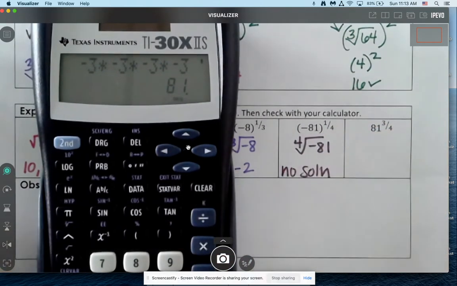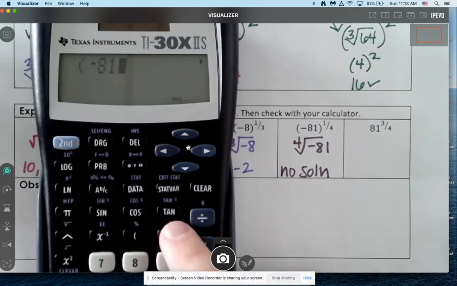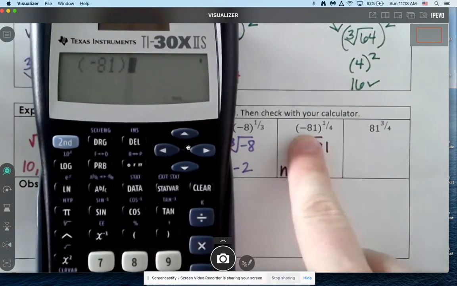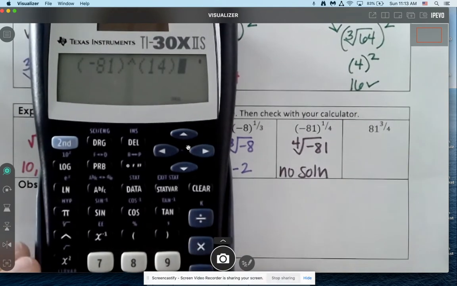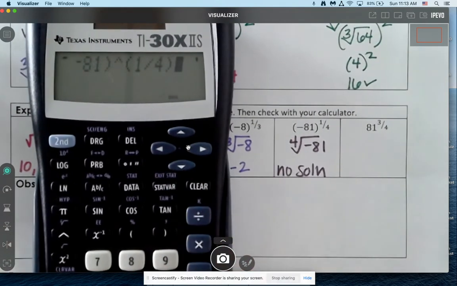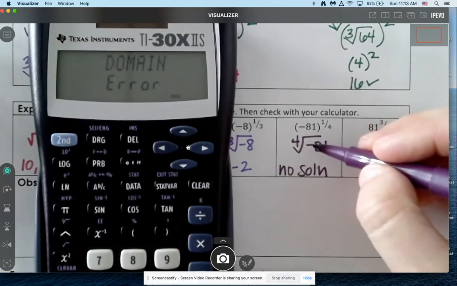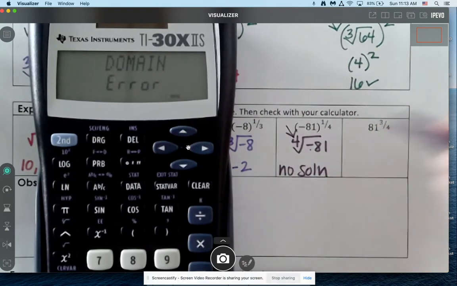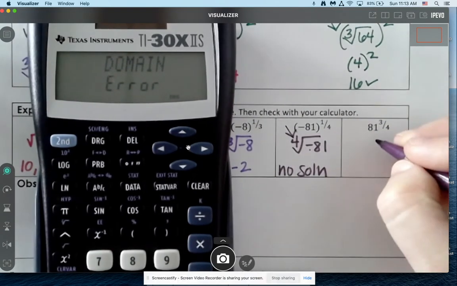So if you were to type in -81 to the power, I had to do it in parentheses. Sorry, you guys. Make sure it's in parentheses because that's how it looks on here. To the power of 1 divided by 4. Domain error. Because it's not possible, because there's not any number that you can multiply by itself 4 times that would give you a negative outcome. Okay? All right, and then our last one here, folks.